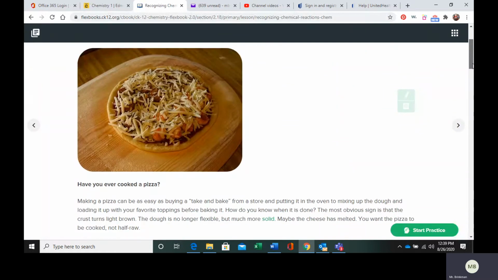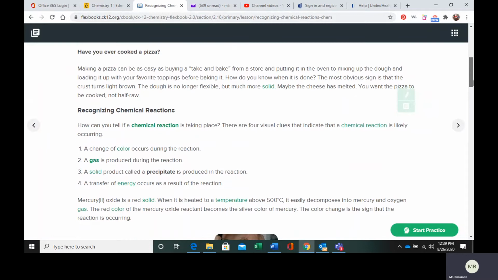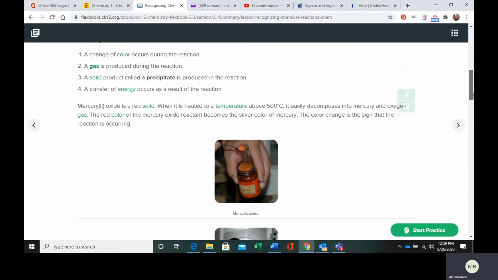So how do we recognize that a chemical reaction has taken place, or that it is taking place? So there are 4 visible ways we can tell that there's a reaction. There can be a color change, we can have production of a gas, we can have a solid that is produced called a precipitate, and we can also have a transfer of energy, so heating or cooling.